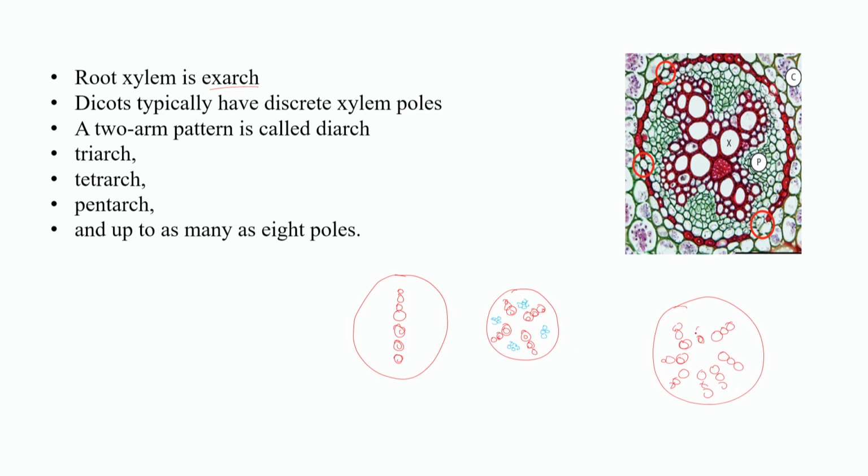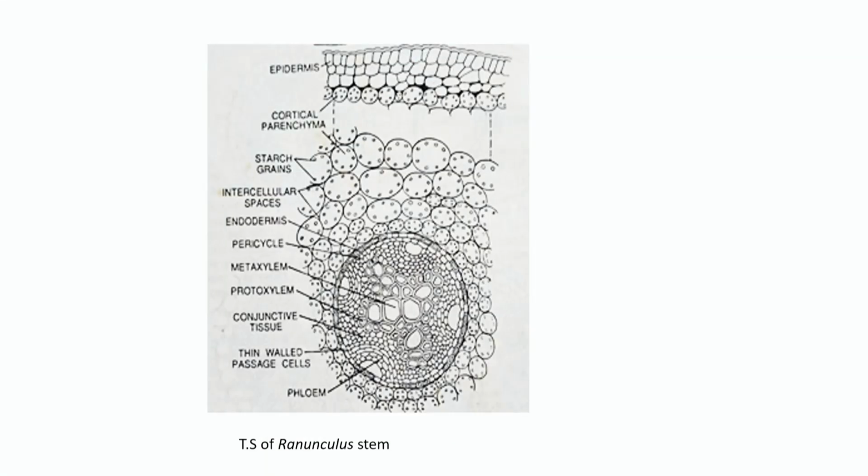You can see multiple, but it's not so high as compared to monocot, because in monocot you can see still more arrangements. Generally in dicot, tetrarch or pentarch or triarch condition is very common in the case of xylem. Now this is just a figure of a ranunculus stem to show you how the arrangements are there.